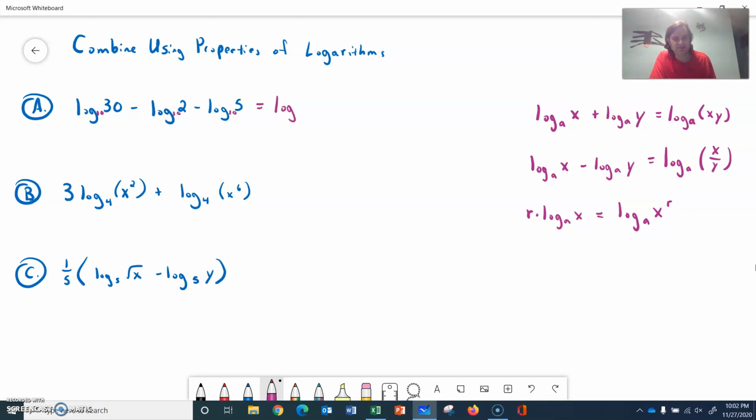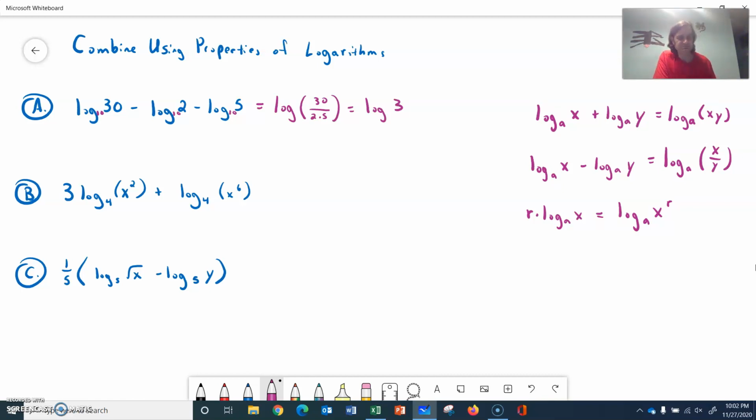So we could write this as one big log, which would be 30 up top, over 2 times 5 in the bottom. And 2 times 5 is 10. We'll divide it into 30, so this is log of 3, which looks a whole lot better than the long expression there.